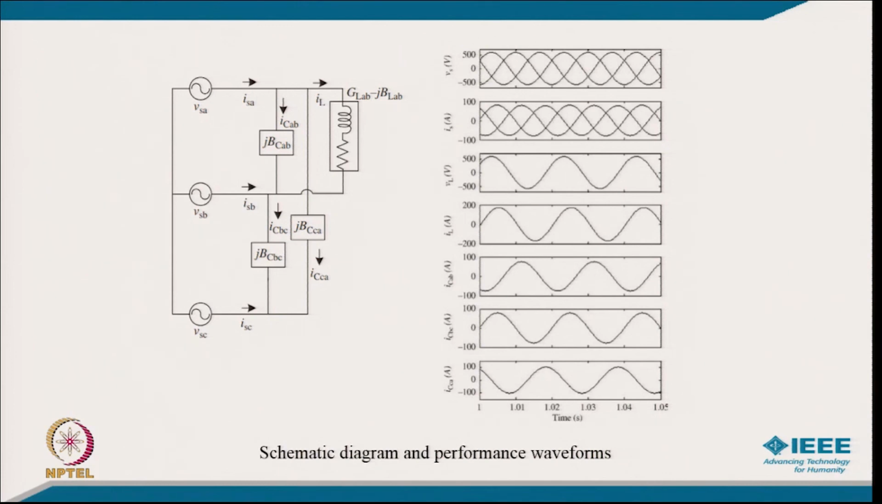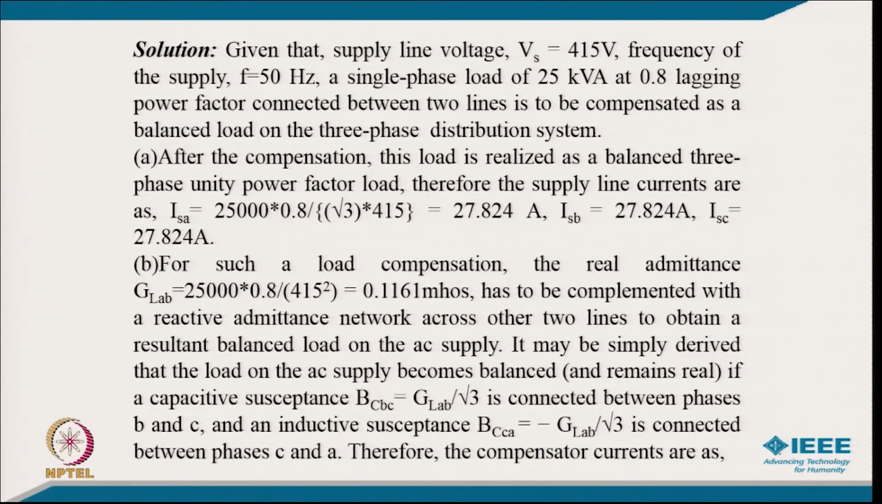After putting in the compensation, these are the real waveforms of this numerical problem. You can see all 3 phase currents, the line currents, are in phase with the voltage, and you can see all the voltages and currents of the compensator also. So, coming to the solution, given that the supply line voltage is 415 volt, the frequency of supply is 50 hertz, and a single-phase load of 25 kVA at 0.8 lagging power factor is connected between two lines, it will be compensated as a balanced load on the 3-phase distribution system. After the compensation, this load is realized as a balanced 3-phase unity power factor load.